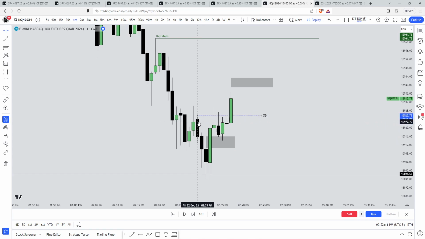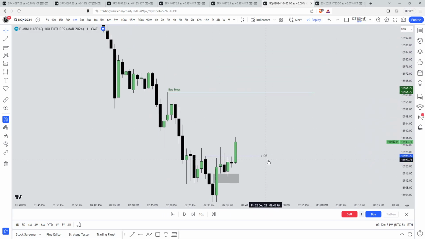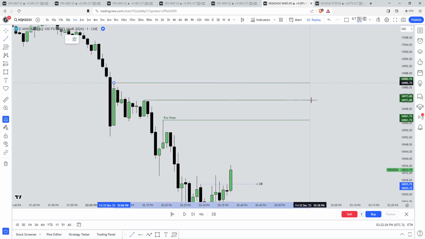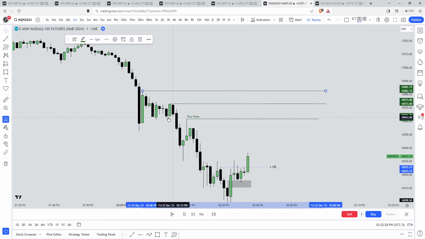I just need to see it break above that down close candle. So once I see that, this is a bullish change in state delivery, and I'm looking to target buy stops. So I could buy it right there, and I could start targeting these highs. Now, these are very low-hanging fruit highs because there's not going to be a lot of stops above here.